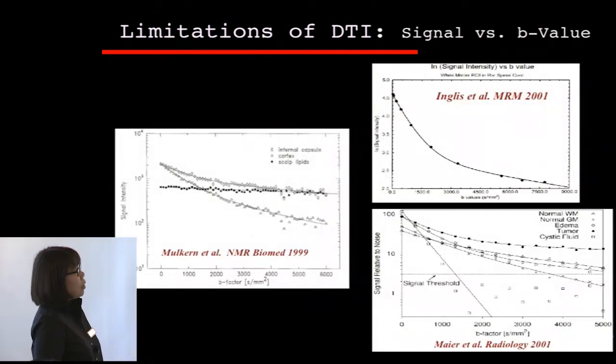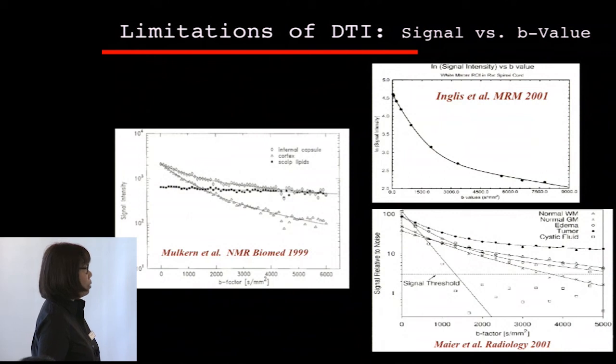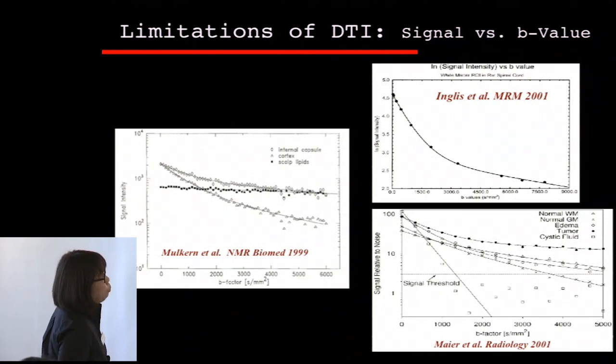And also, since 1999, researchers started to notice that the diffusion signal is not a single exponential decay. The log of the diffusion signal is not a straight line. It starts to bend at a higher diffusion weighting. This is a study of a human brain at the internal capsule. Another study of rat spinal cord. A human study with a normal brain, gray matter, and a tumor.